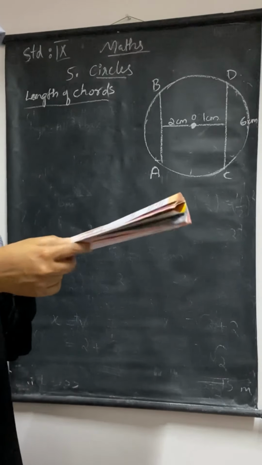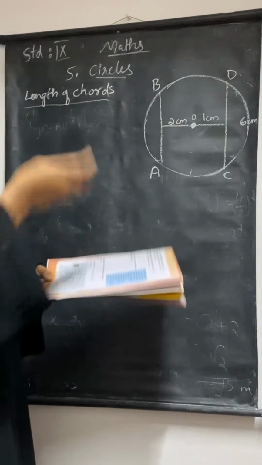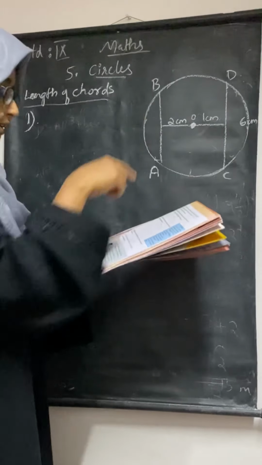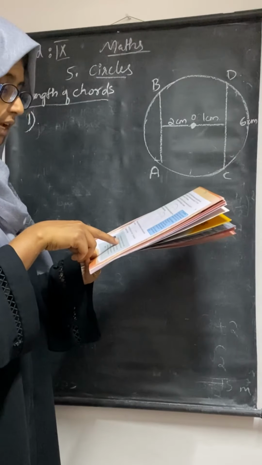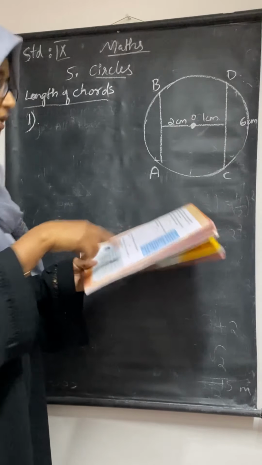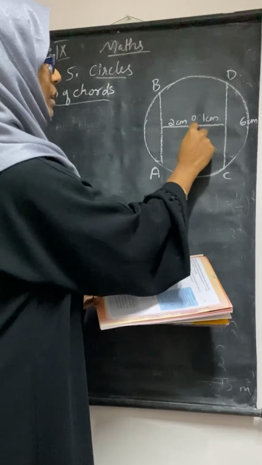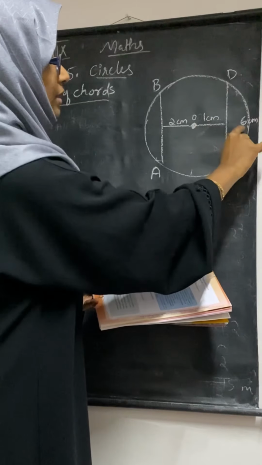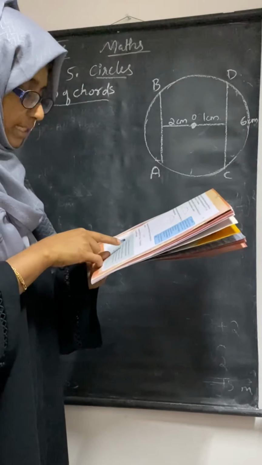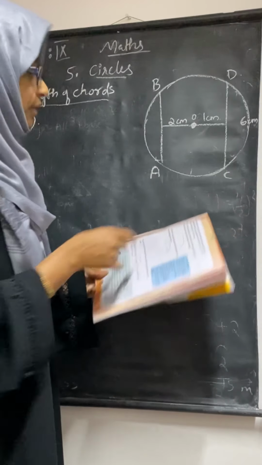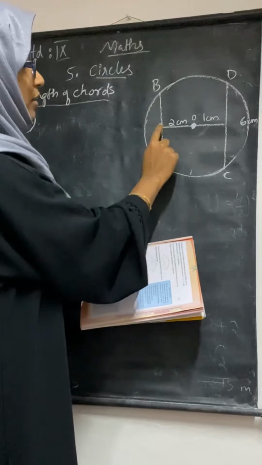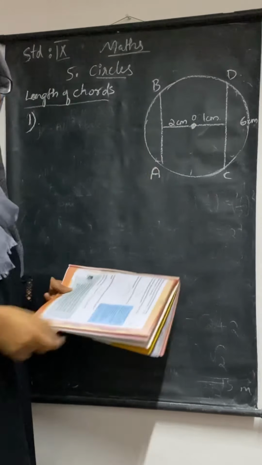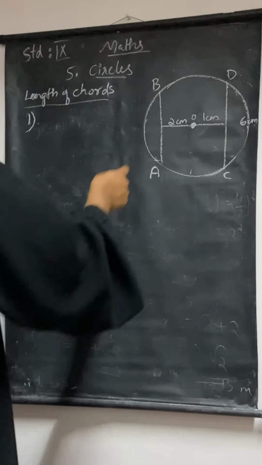Okay, next we are going to see the problem. Page number 73, question number 1. You have a circle. A chord 1 centimeter away from the center is 6 centimeter long. What is the length of the chord 2 centimeter away from the center? So you have another chord which is 2 centimeter away from the center. What is the length of that chord AB? You have to find out.